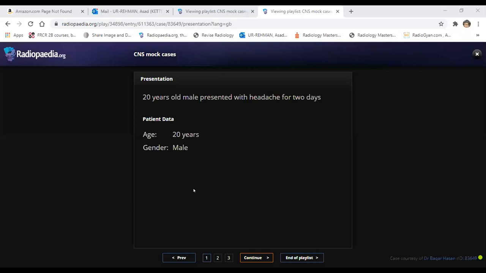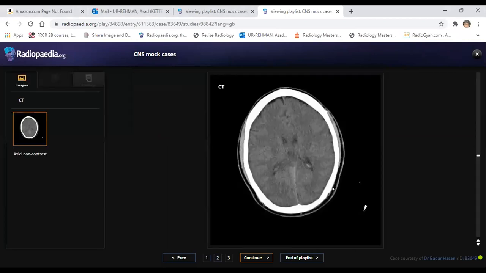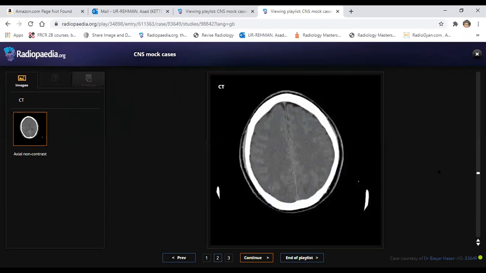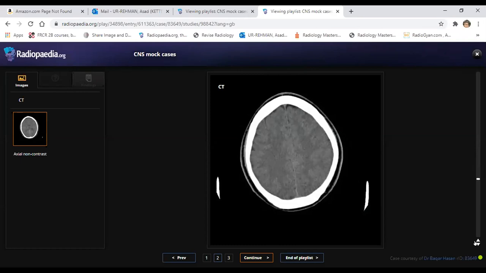It's a 20-year-old male presented with a headache for 2 days. I don't know how to share this. You want to give the remote option? Yeah, I will approve. That's been given. Great. So I have been given a plain axial CT of brain. So I am trying to scroll it.